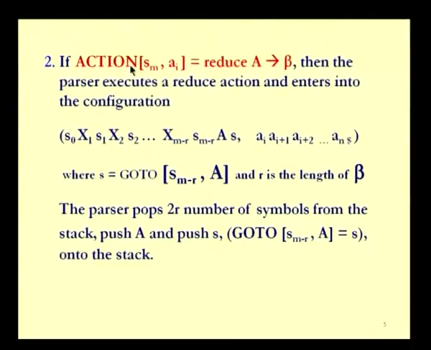And the next action is the reduce action. Here the action entry of sm comma ai tells us: reduce A deriving beta. This means it is a reducing production. Reduce A derives beta means you find beta on top of the stack as a handle, and this beta is replaced by the left hand side of that production, A.